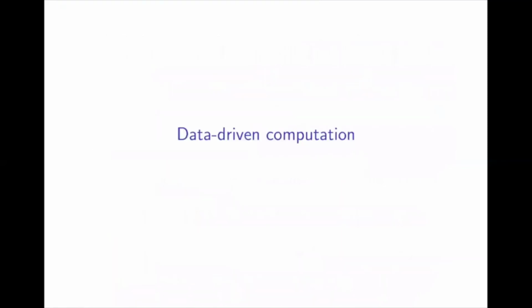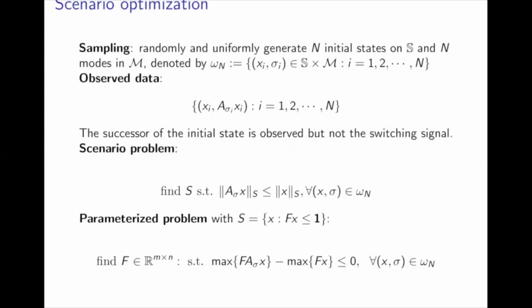Now I would like to talk about the proposed data-driven method for computing invariant set. So first we need a set of data. We sampled the initial states and the models, and this is the sampled data. Then we observe the trajectories. So this is the initial state, and this is the next state. Here we don't have to know the switching mode or switching signal. All we have to observe is the next state. Then with this sample data, we aim to find a C polytope such that this inequality is satisfied.